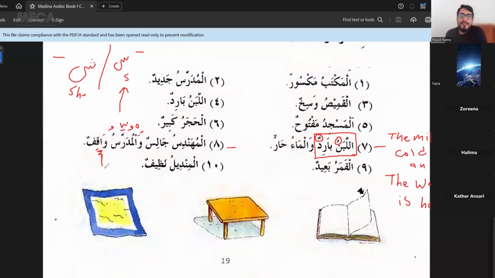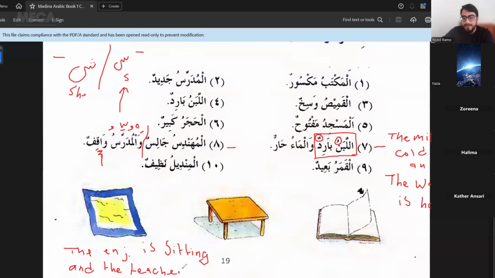Okay, so Kauthar. Sitting. Jalisun, sitting. Engineer is sitting. And Al-Mudaris, what is Al-Mudaris? You said teacher, very good. Teacher is the opposite of sitting. Standing, very good. The engineer is sitting and the teacher is standing. Al-Muhandisu jalisun. Wal-Mudarrisu waqifun. Okay, very good, Kauthar.